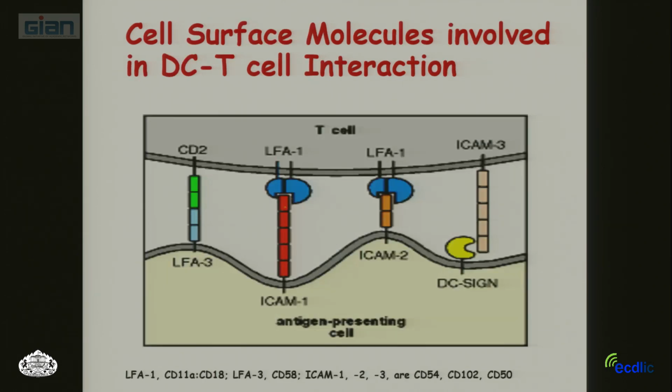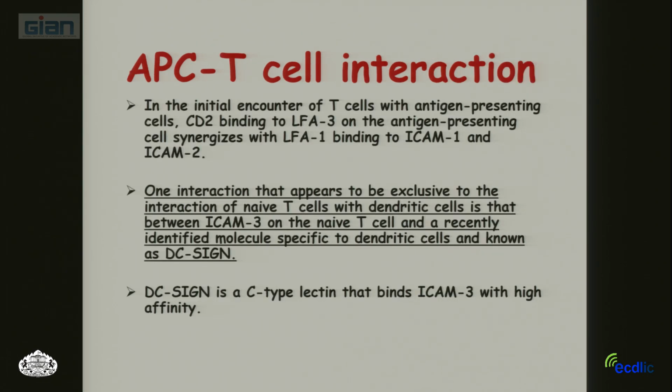Here are some examples of cell surface molecules which are involved. The molecules expressed on T cells are CD2, LFA1, and ICAM3. And on antigen presenting cells, it is ICAM1, ICAM2, or DC-SIGN. Expression of these adhesion molecules depends on the phases of interaction. Early on, you will find that CD2 or LFA1 activity is important, but later on, ICAM3 and DC-SIGN come into the picture to stabilize this complex better.